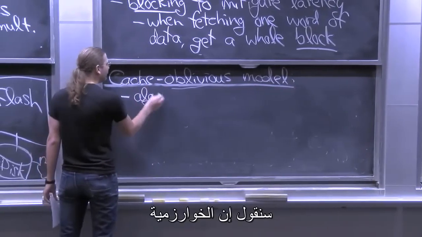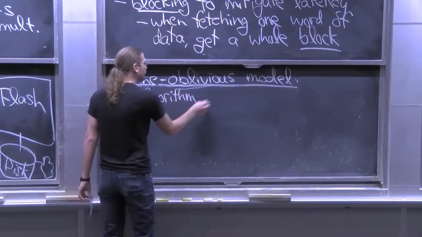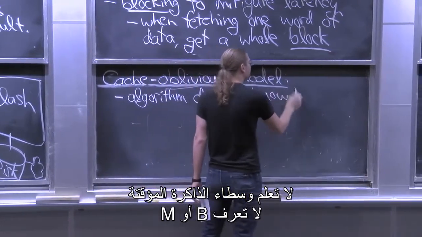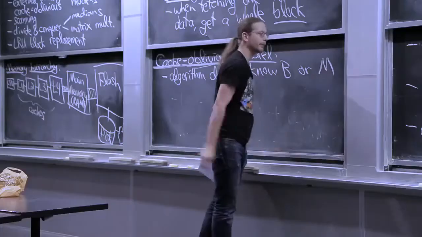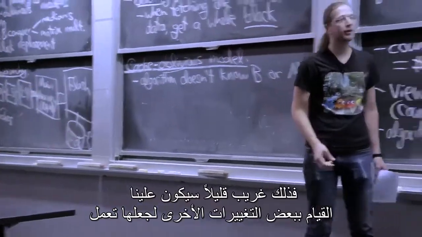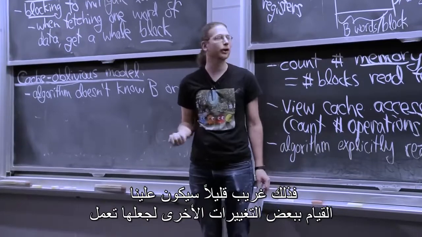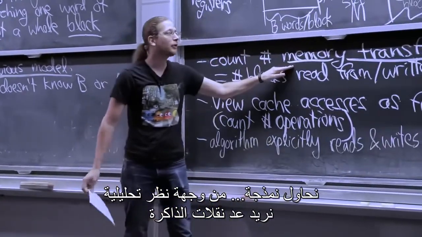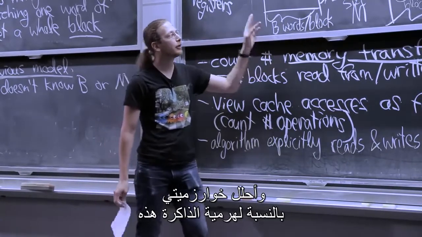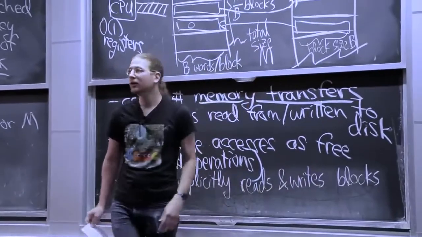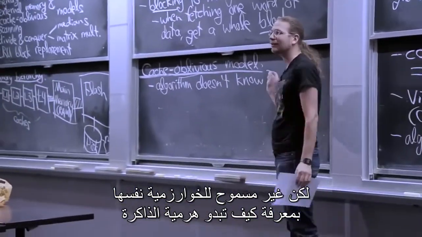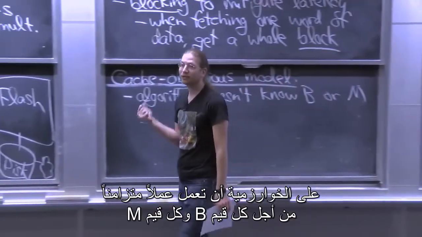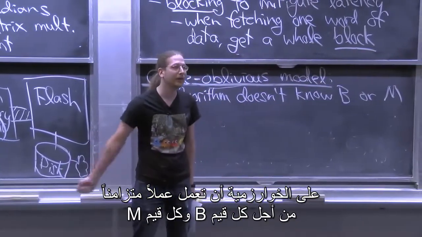We're going to say that the algorithm doesn't know the cache parameters. It doesn't know B or M. So this is a little weird. We're going to have to make some other changes to make it work. But I want to model, from an analysis perspective, I want to count memory transfers and analyze my algorithm with respect to this memory hierarchy. But the algorithm itself isn't allowed to know what the memory hierarchy looks like. Another way to say this is that the algorithm has to work simultaneously for all values of B and all values of M.